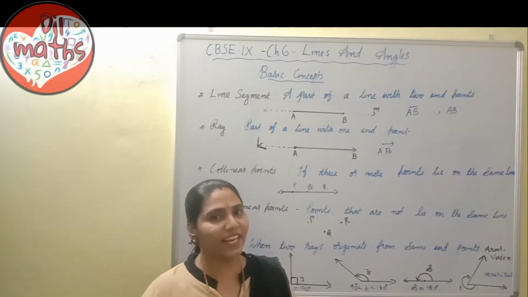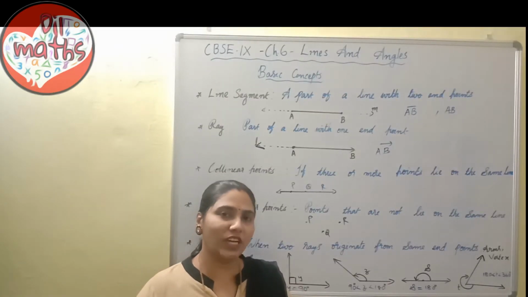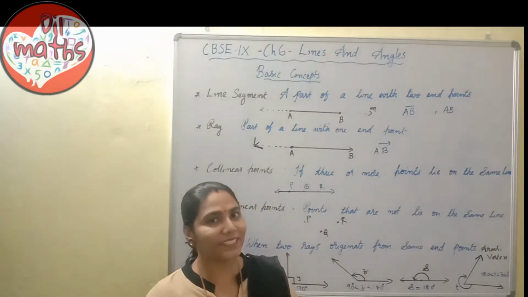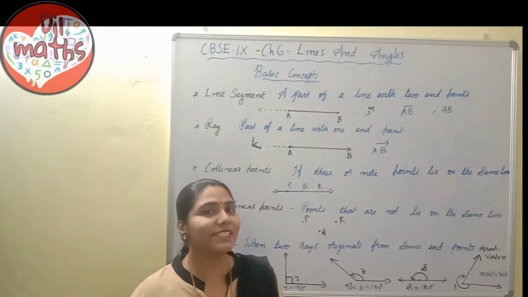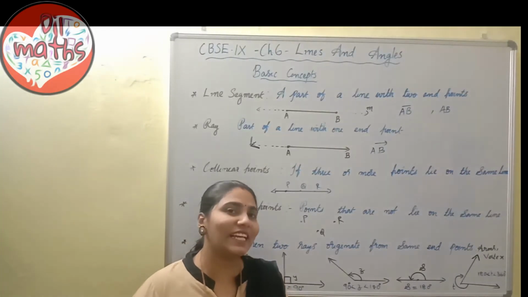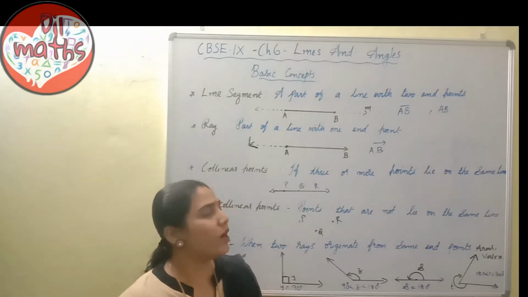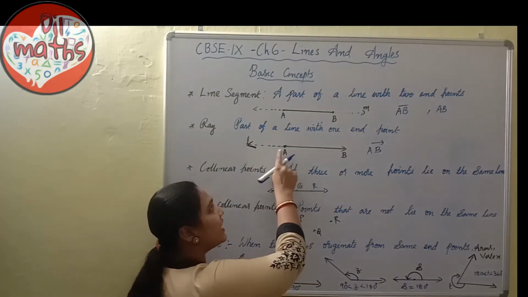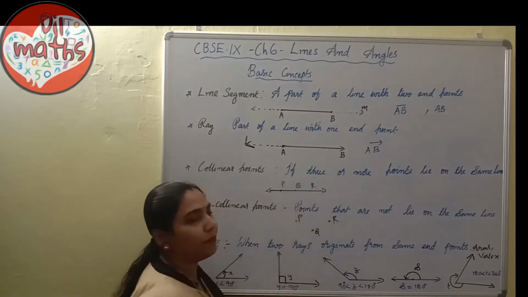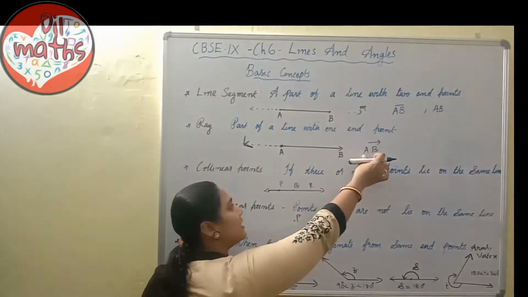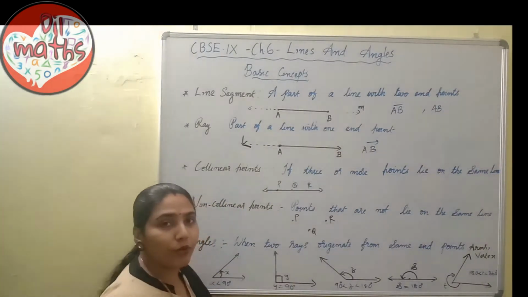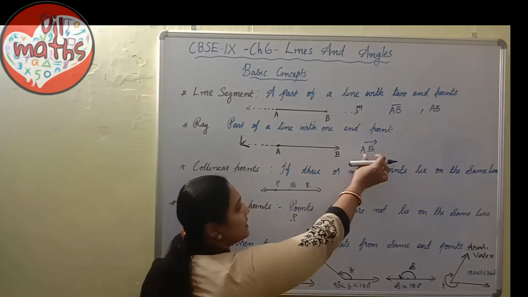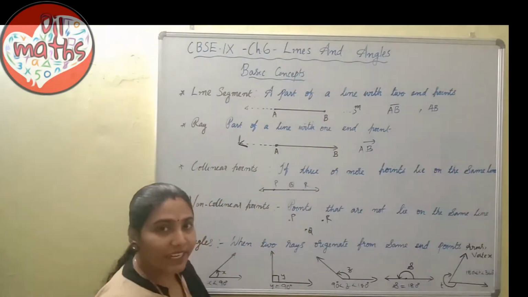The next point is ray. A ray is a part of a line with only one endpoint, similar to a line segment, isn't it? A line segment has two endpoints, but a ray has only one endpoint. So here I took a line L and I cut at 1 point and I got a ray AB. This ray I can represent like this: AB with an arrow mark upon AB. So I can read this as ray AB.